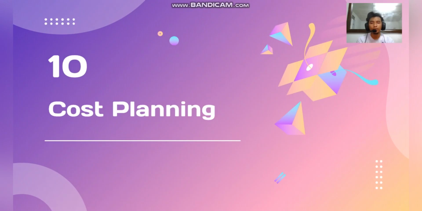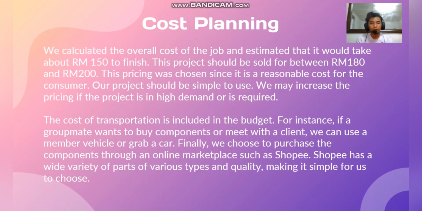Next, we have cost planning. For the cost planning, we have calculated the overall cost of the job and estimate that it will take about 150 to finish it. This project should be sold for between 180 and 200. This pricing was chosen since it's a reasonable cost for the consumer. Our project should be simple to use. We may increase the pricing if the project is in high demand or required.